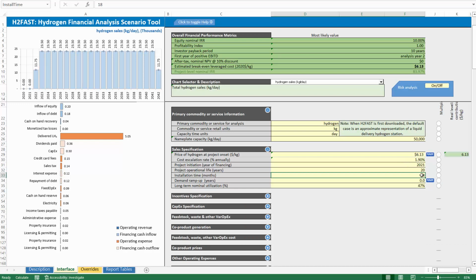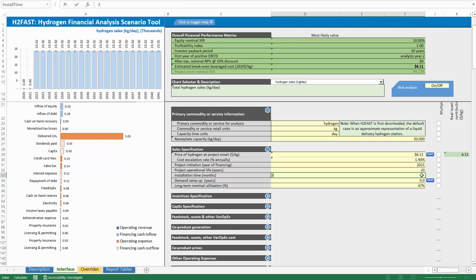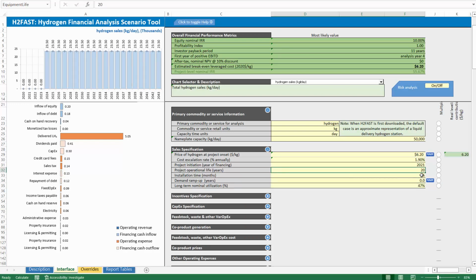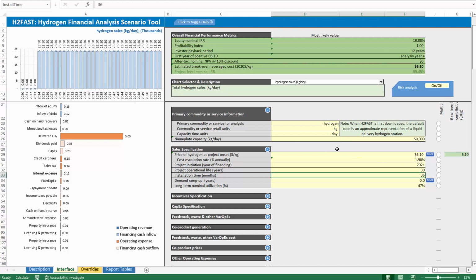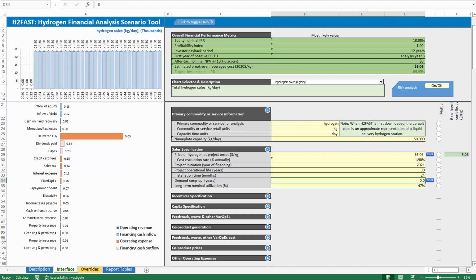And I'll leave this at 36 months, and let's say that you operate the installation for 30 years of total operation. You'll notice that all the graphics here automatically update, as well as the price, which reflects updates immediately as you type them in. So if you have 24-month construction, you'll see the price is reflective of that immediately.